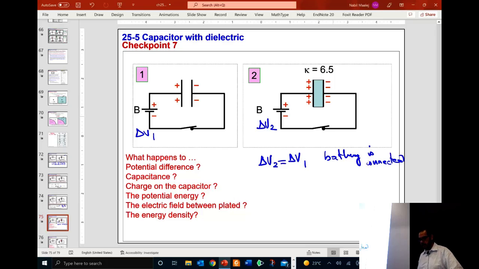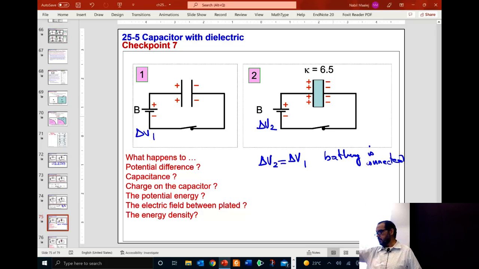The next question is, what happens to the capacitance? Does the capacitance increase, decrease, or remain the same? Who says it increases? Who says it decreases? Who says it remains the same? It increases.